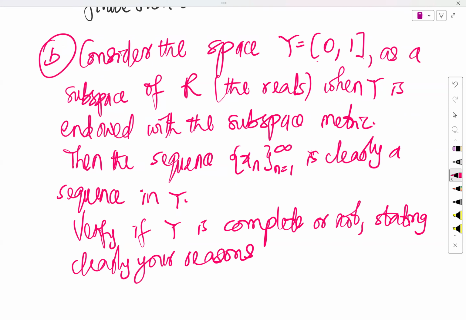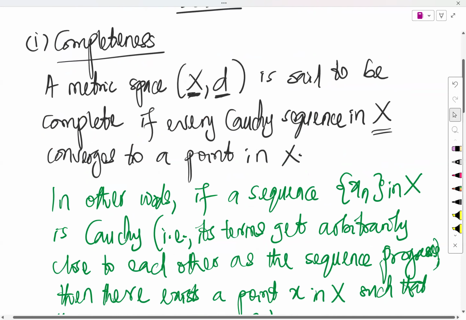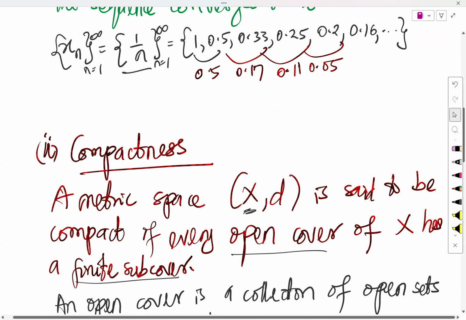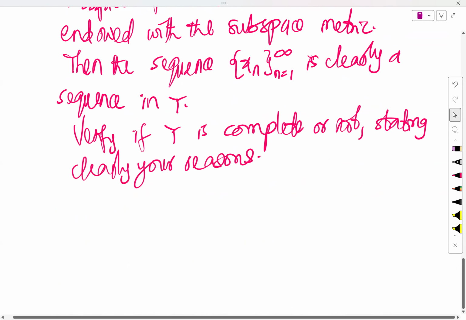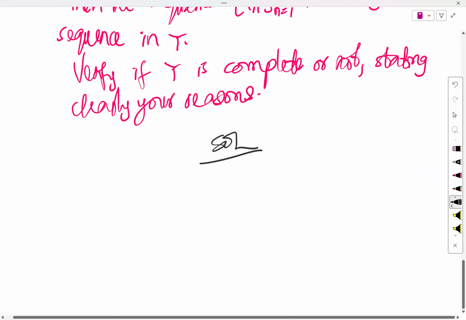So first of all, we're talking about completeness here, so you definitely want to refer to the definition of completeness that we talked about earlier. A metric space X, comma d is said to be complete if every Cauchy sequence in X converges to a point in X. If you pick any Cauchy sequence in that space, it always converges to a value in that X. So let's look at this case.